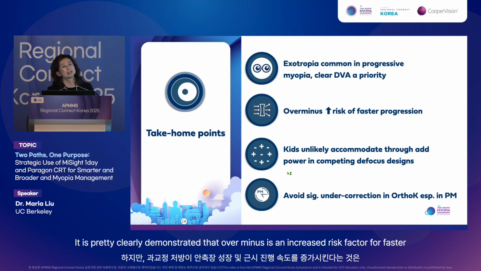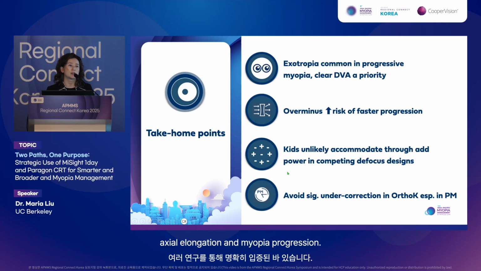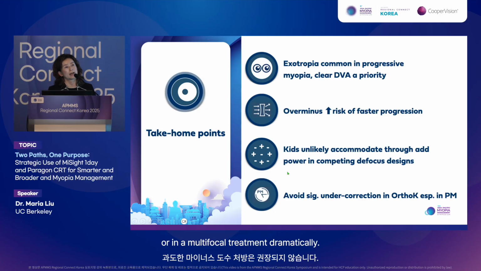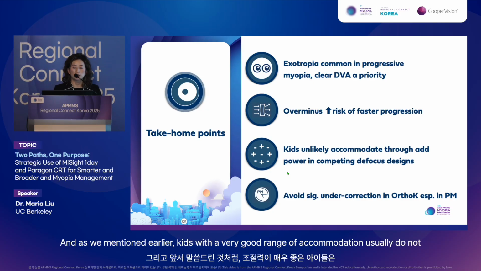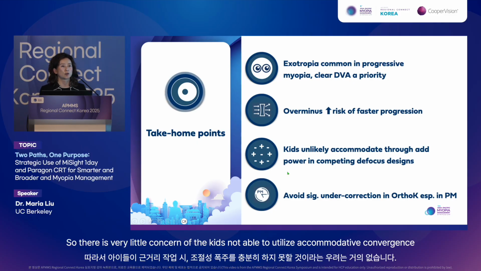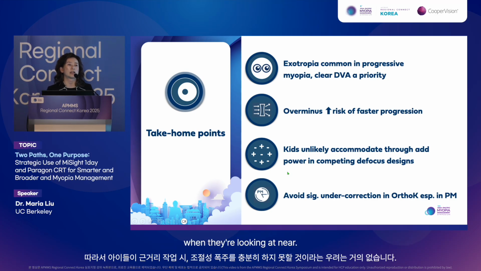It is pretty clearly demonstrated that over-minus is an increased risk factor for faster axial elongation and myopia progression. So in these cases, I do not recommend over-minusing, either in an ortho-K treatment or in a multifocal treatment, dramatically. And as we mentioned earlier, kids with a very good range of accommodation usually do not accommodate or view through the add portion of the lenses at near. So there is very little concern of the kids not being able to utilize accommodative convergence when they're looking at near.